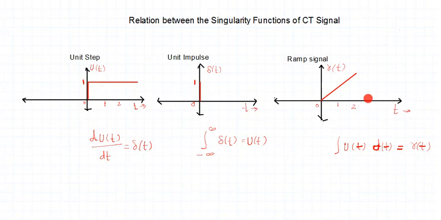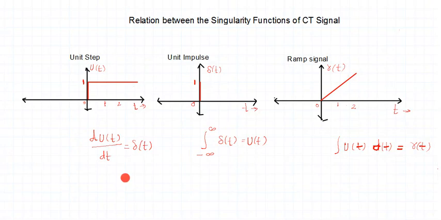What I have shown here below is the relation between these singularity functions. So how can you obtain delta t from u(t)? If you differentiate this signal, you get an impulse. If you integrate this signal, you get u(t). If you integrate u(t), you get a ramp. So how are these signals mathematically related?